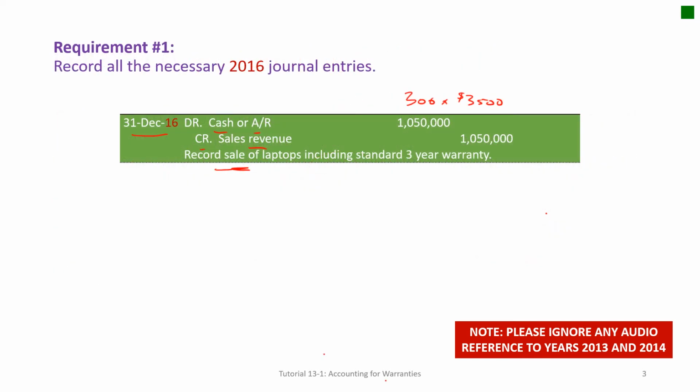The first requirement for this problem is to record all the necessary 2013 journal entries, and so we'll begin with the recording of the sale. At December 31st, 2013, we don't know when during the year this happened, so for convenience's sake, we enter it at the end of the year. We're going to debit cash or accounts receivable for $1,050,000, which is 300 laptops at a price of $3,500, and of course credit sales revenue.